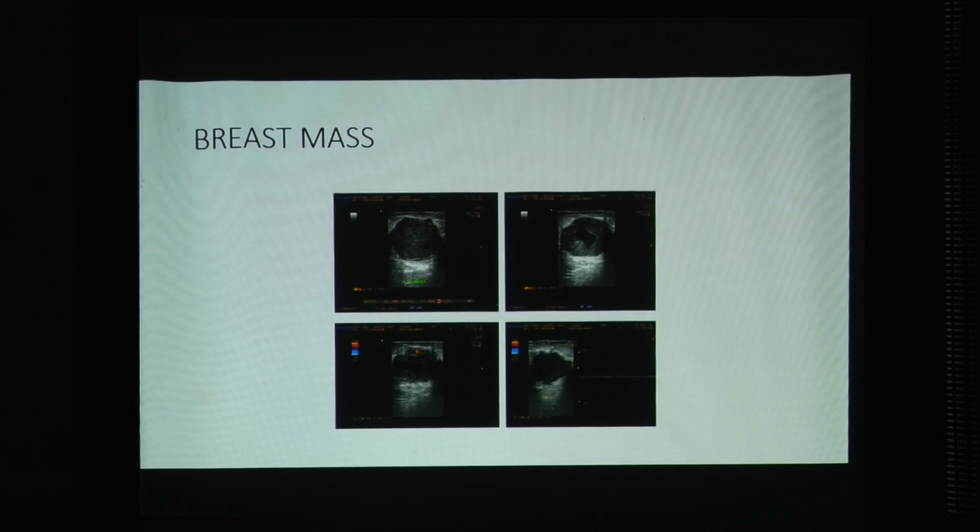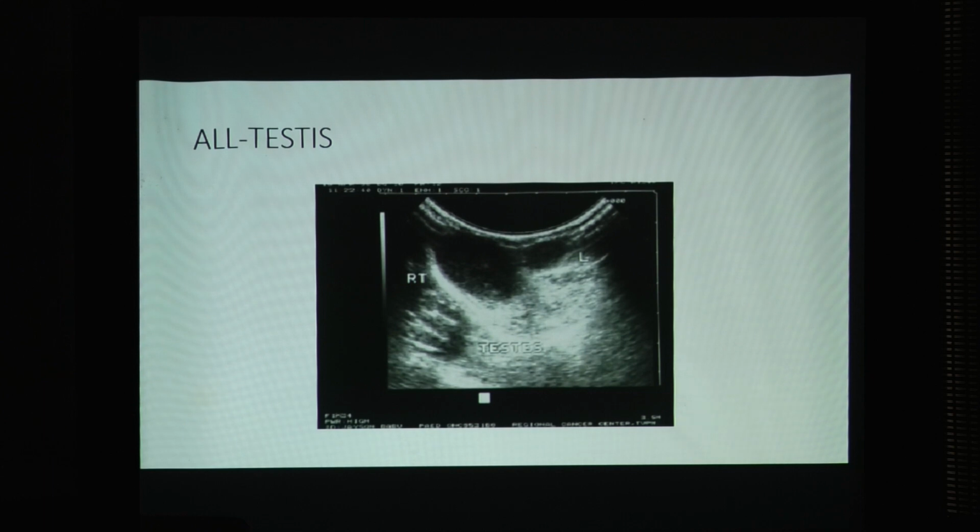Then breast masses can be identified, cystic versus solid. You can take biopsies, and you can know the vascularity. Okay. Then there is the BI-RADS staging for ultrasound images also. This is the ALL testis. Both testes are hypoechoic and one is enlarged and irregular.